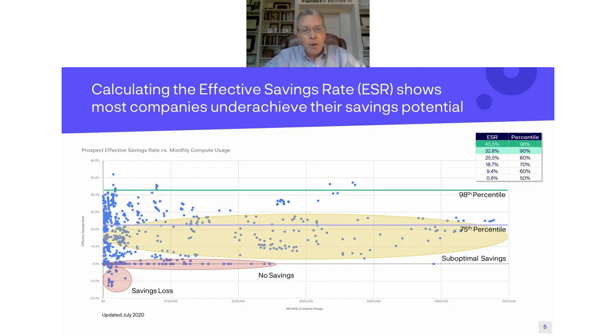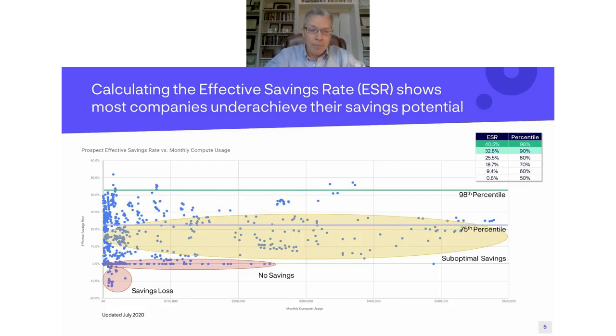as you can see in this bottom red bubble labeled savings loss, this is the population. This is generally folks that are spending, let's say, under $50,000 a month on compute. And the challenge of using these instruments has been such that they are in a negative effective savings rate situation, and they're actually paying a premium.